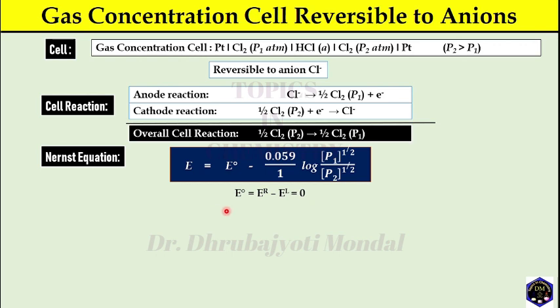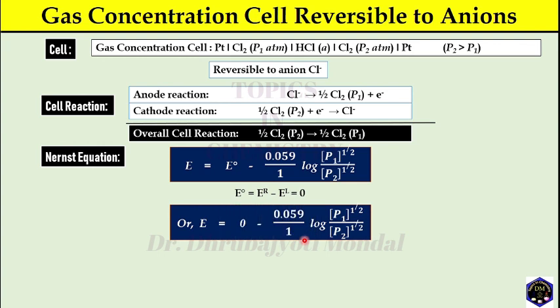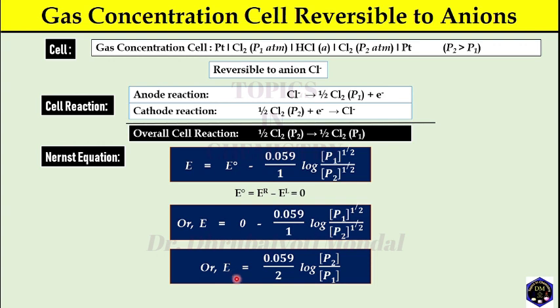And again you can see E0 is equal to ER minus EL. So here the value is 0. So you can write E is equal to 0 minus 0.059 by 1 log P1 to the power half by P2 to the power half. And finally you can write E cell is equal to 0.059 by 2 log P2 by P1. That is the cell equation for gas concentration cell reversible to anions. So what can we conclude from that equation? If P2 is greater than P1, then the reaction is spontaneous. That's why the condition is P2 greater than P1.